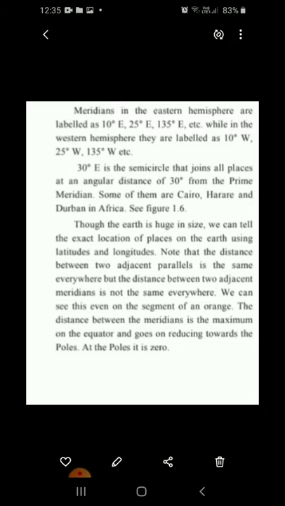Here we will refer once again to figure 1.6. What was the statement I made? The distance between two adjacent parallels is the same everywhere.